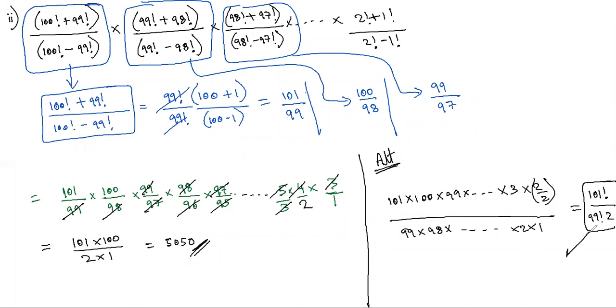In a little while, we'll call this 101 C2. I'll just explain in a little while. Or if someone has attended the Sunday class, there we have already discussed this. So this is known as 101 C2. Anyway, this is just a notation. So this is the answer of the second question. The answer is 5050.